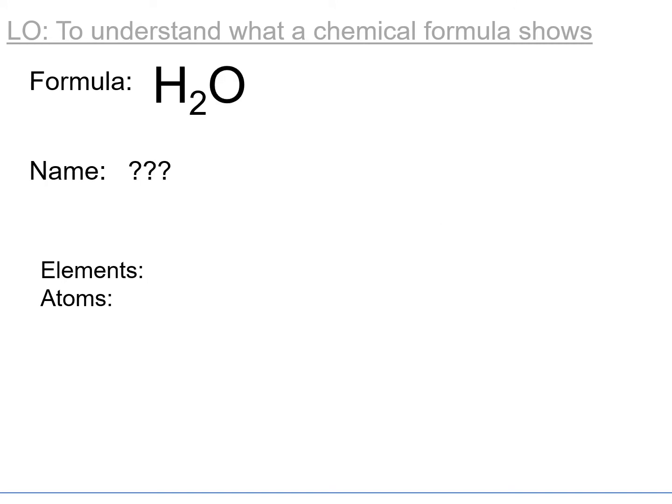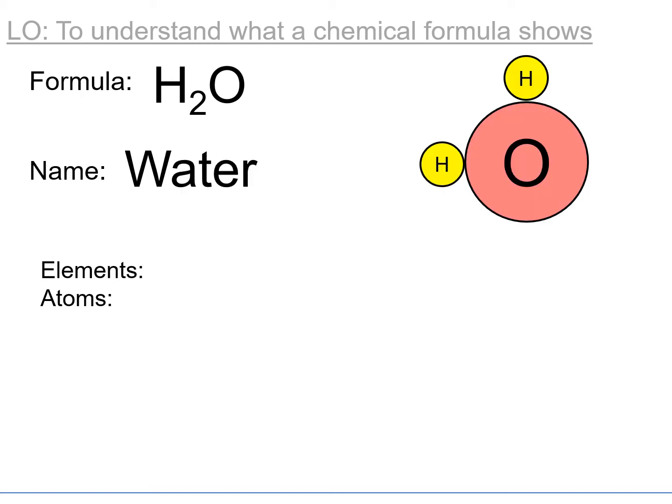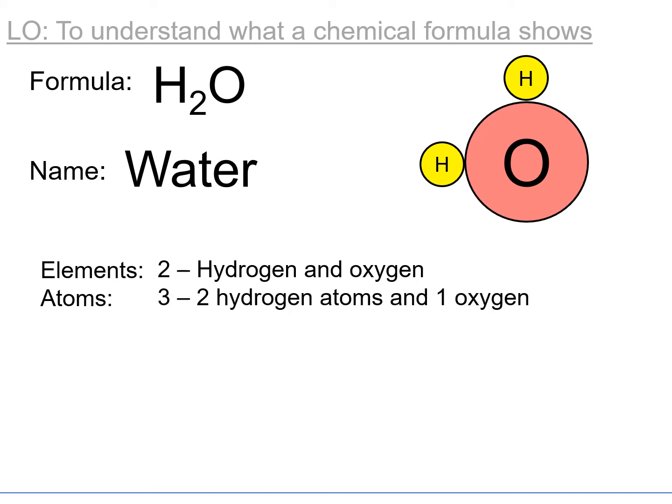Famous one, water. Definitely water, that one there. And that's the way it looks. Oxygen with 2 hydrogens. 2 elements, hydrogen and oxygen. Total number of atoms there is 3. 2 hydrogen atoms and 1 oxygen.